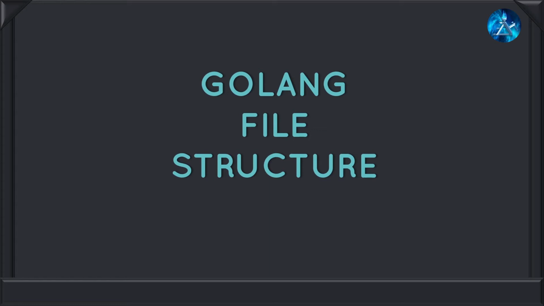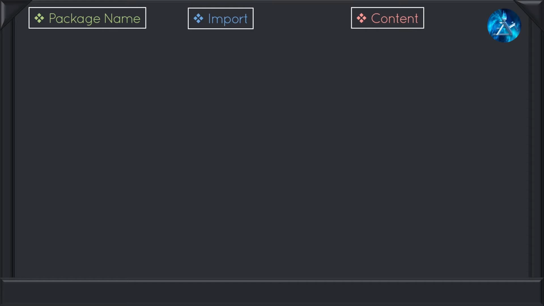Each Golang file has three different sectors. We have package name, we have import sector, and we have content sector. Package name will be the name of our directory in which we will put our Golang file. In import section, we will declare other Golang packages so we can use code from our other Golang files.